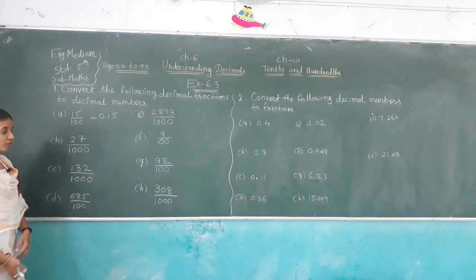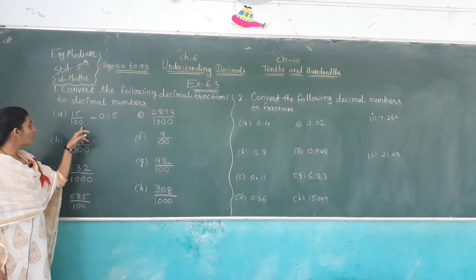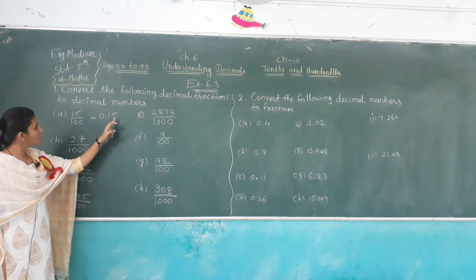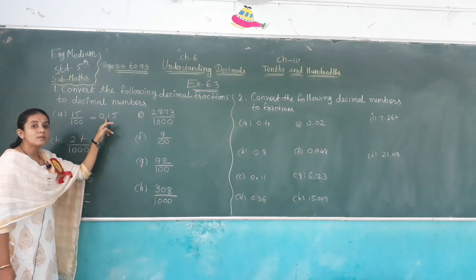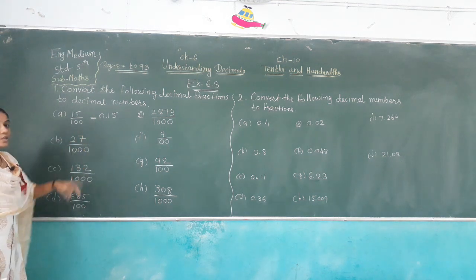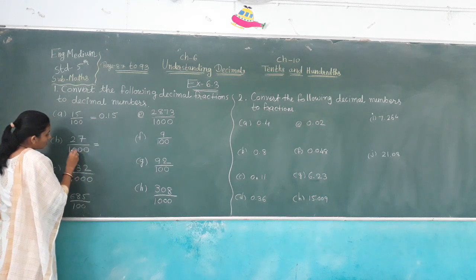It is easy: write 15 out of 100. Count the zeros: 1, 2. Count the digits in the numerator place: 1, 2. Keep the point here and write 0. It's 0.15.